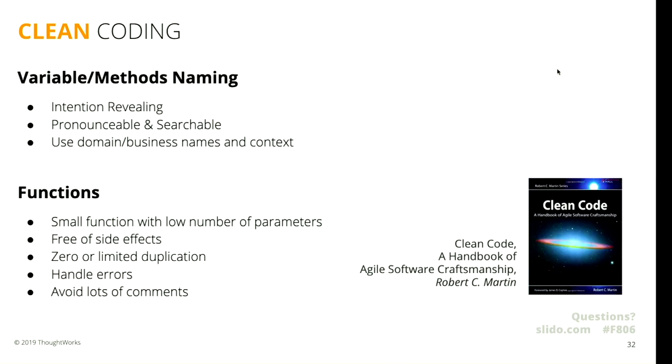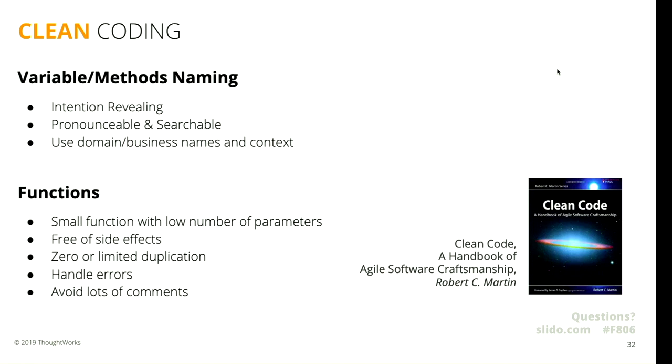So in terms of variable and method naming, we want to make sure that we're not naming our variable X or ABC. This is because we want the variable or the method to have a pronounceable and searchable name whenever we're looking for something in the code. We want to reveal our intention, and we'd like to use the domain and business name and context. So if we're implementing a method to add 2 numbers, we name it add, not X.